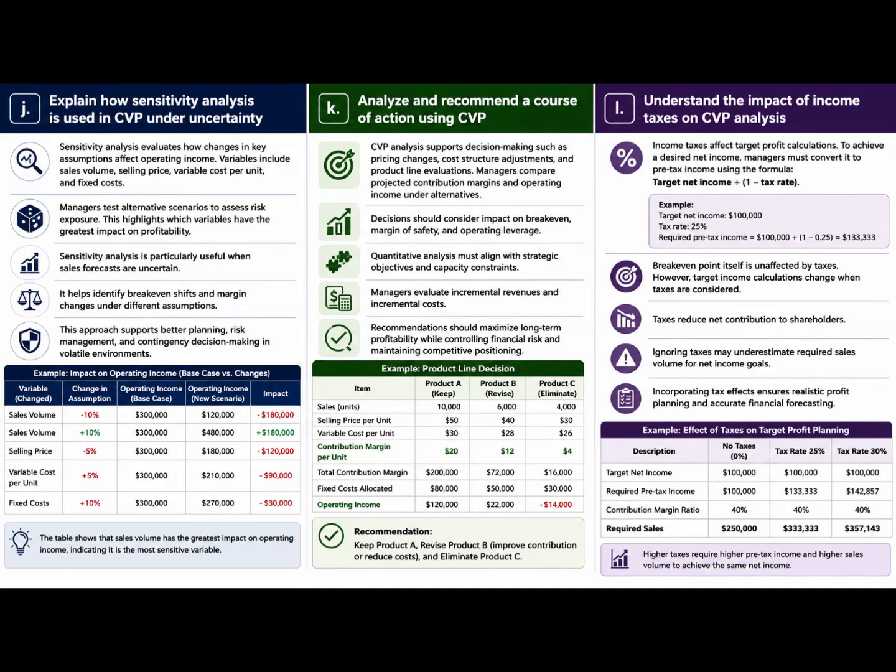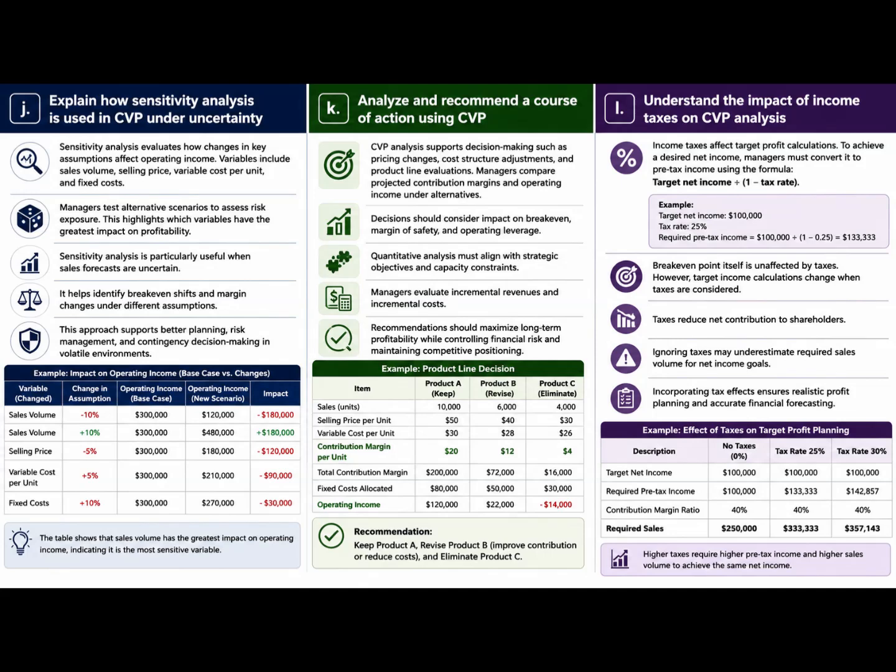K. Calculate effects on operating income of selling or processing further and dropping or adding a segment. Sell or process further decisions compare incremental revenue from further processing with incremental processing costs. Joint costs incurred before the split-off point are sunk and therefore irrelevant. If incremental revenue exceeds separable processing costs, further processing increases operating income. Otherwise, the product should be sold at split-off.